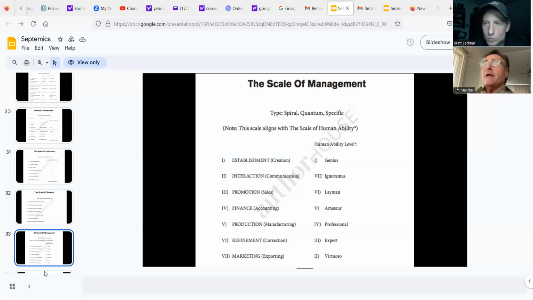Okay, so now let's look at level 7, ignoramus. What do you do with an ignoramus? You interact with him. He doesn't know anything. You can't really sell him anything because he doesn't know what you do. So all you can do is communicate with him. Then we go to 6, the layman. The layman is the person who you can promote to because he's a layman. He knows what you do, and so you can promote to him.